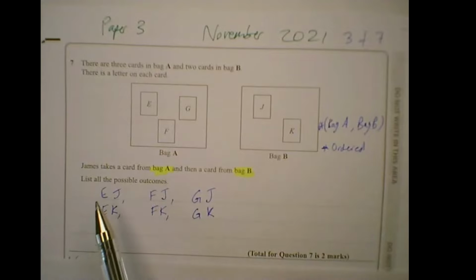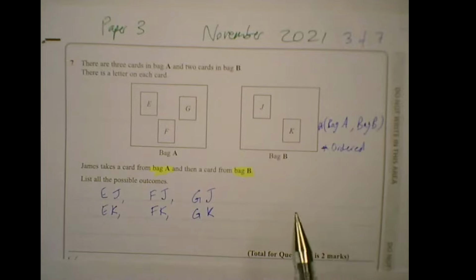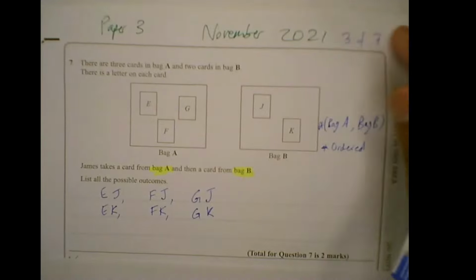So now I've got 1, 2, 3, 4, 5, 6 combinations. And this question is worth 2 marks. To get 1 mark, I need to have 4 of these. Let's go to the next question.